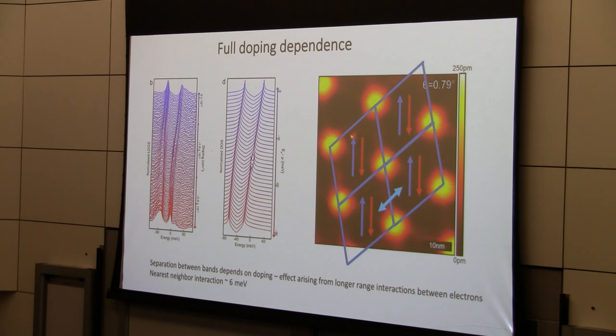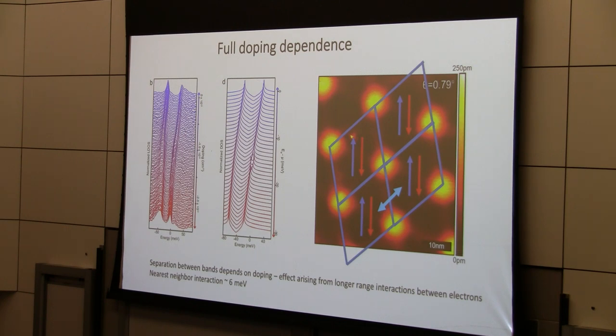So on site, you have an interaction that's on the order of perhaps 20 millivolts. At the nearest neighbor, the interaction is on the order of 6 millivolts, and so on. So as a whole, this is a system where the bandwidth is on the order of the interaction energy.